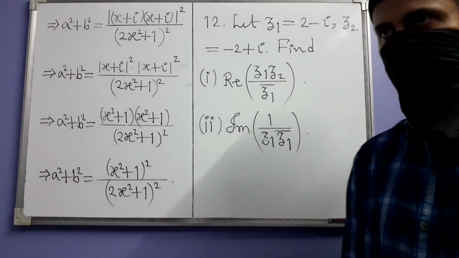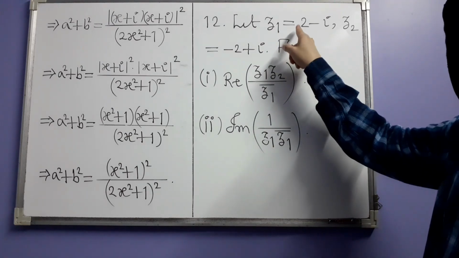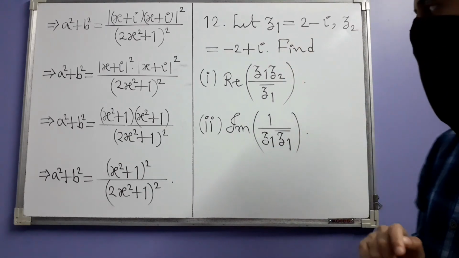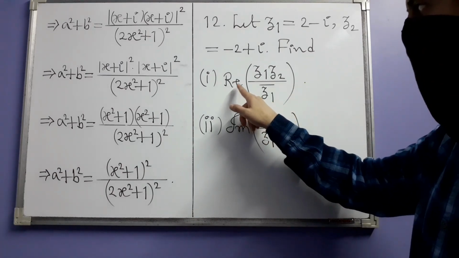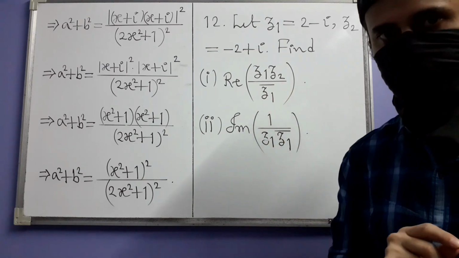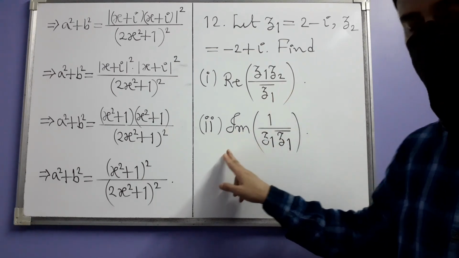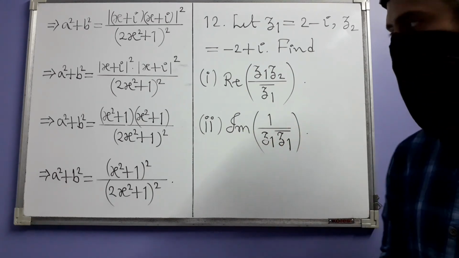Next, number 12. Here two complex numbers are given, z1 and z2. z1 is 2 minus i and z2 is minus 2 plus i, and it has two parts. In the first part we have to calculate the real part of z1 z2 divided by the conjugate of z1, and in the second part we have to calculate the imaginary part of 1 divided by z1 times its conjugate.